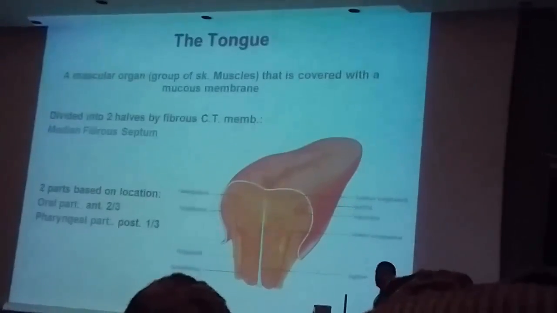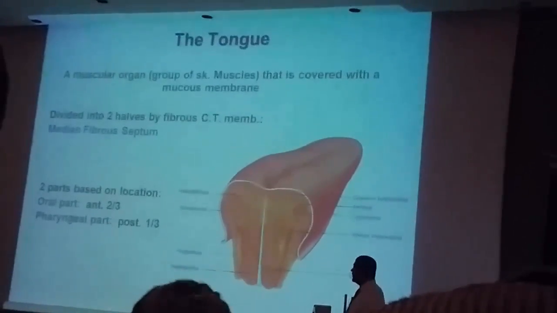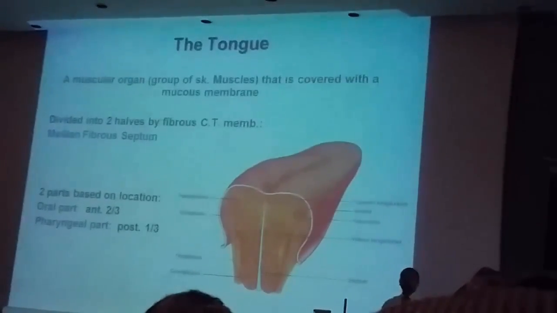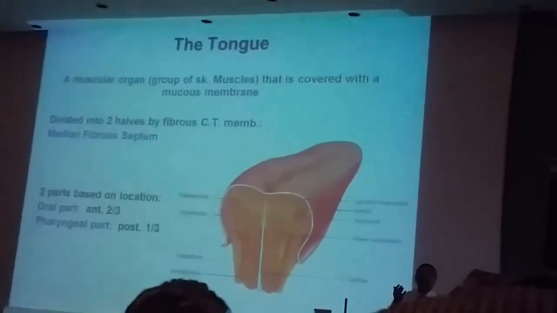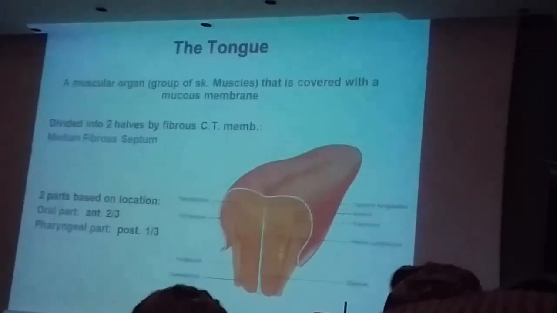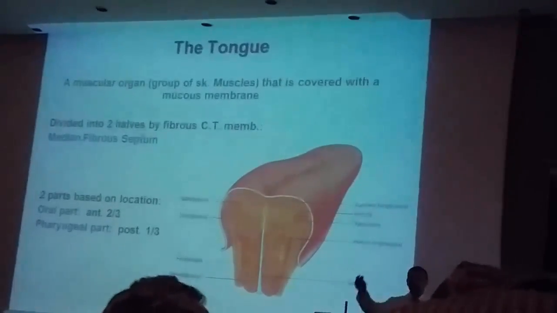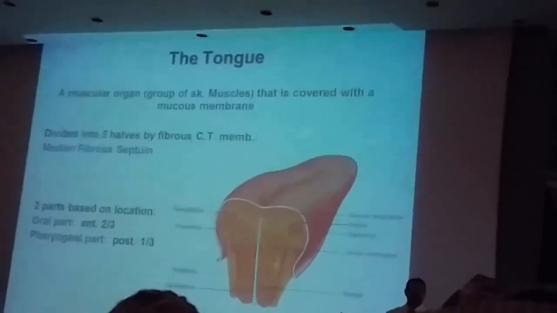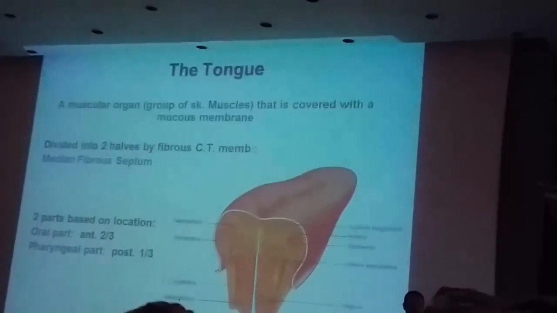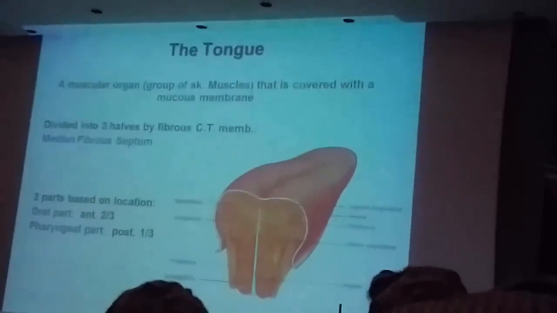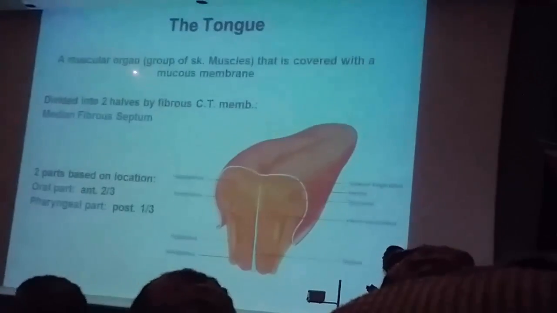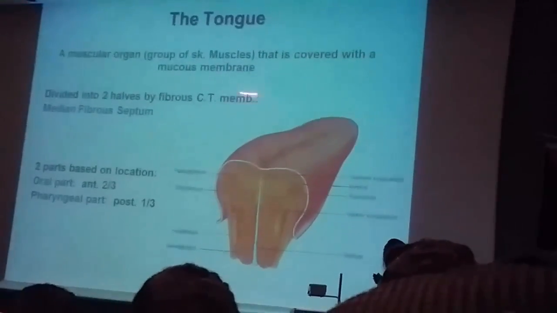The second organ in the oral cavity is the tongue. Now when we speak about the tongue, what is the tongue? Simply, the tongue is a group of skeletal muscles. What does skeletal mean? Voluntary. So a group of skeletal muscles that gather together and we cover them with a mucous membrane. Mucous membrane means epithelial lining, with a connective tissue below, gathering basal lamina. So it's a mucous membrane covering a group of skeletal muscles. So it's a muscular organ, a group of skeletal muscles that is covered with a mucous membrane.